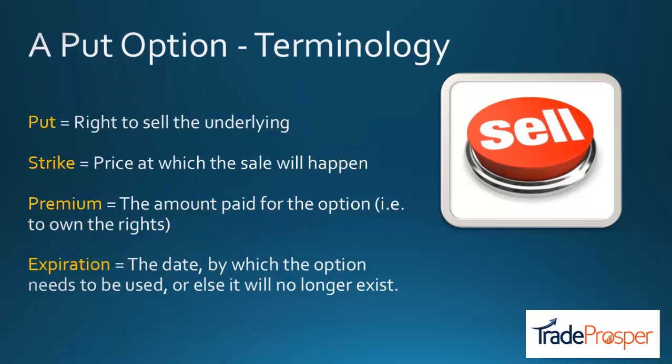Let's look at some terminology that you need to be familiar with when dealing with options. A put option, as we said, is the right to sell the underlying security. So if the put option is written on stock, this will be the right to sell the stock. The strike price is the contract rate of the option. So in this case, the rate at which you will sell the shares if you exercise the option. The premium is something that you pay upfront in order to own the option. And the expiration date is the date by which we need to decide if we're going to use the option, or if not, the option will expire worthless.